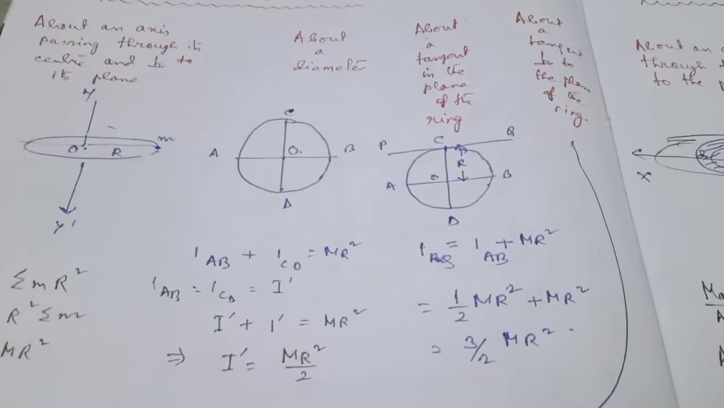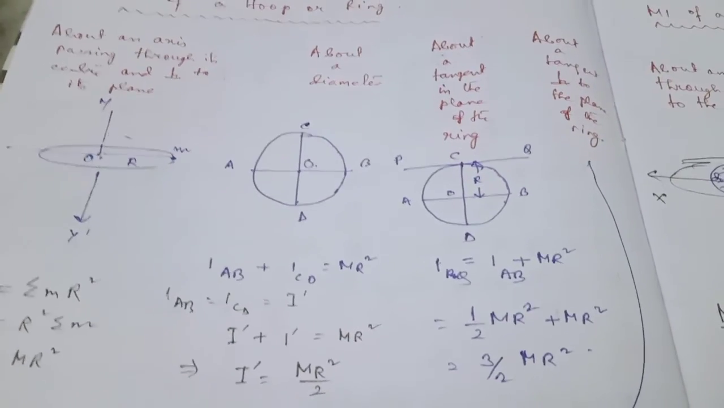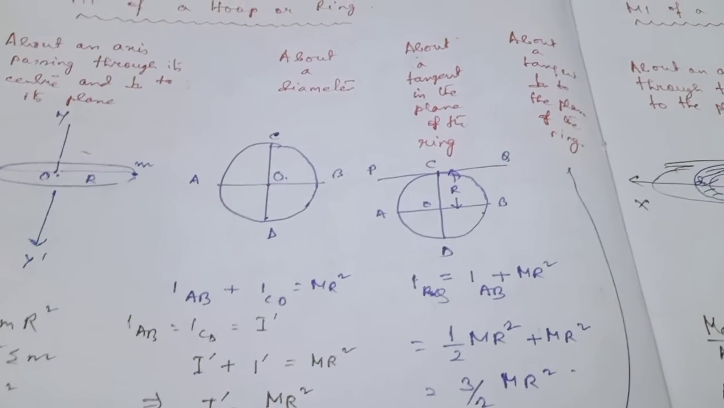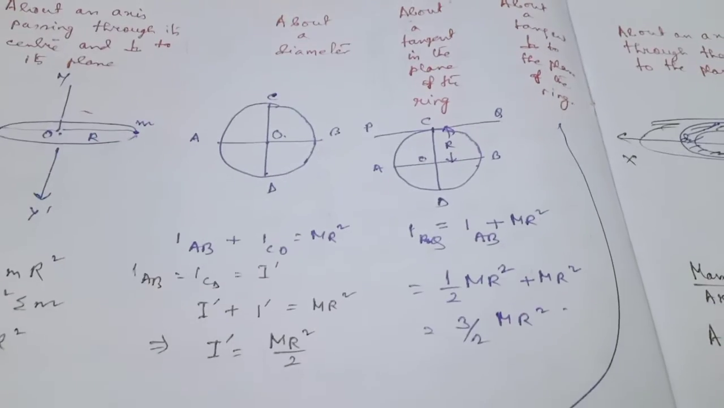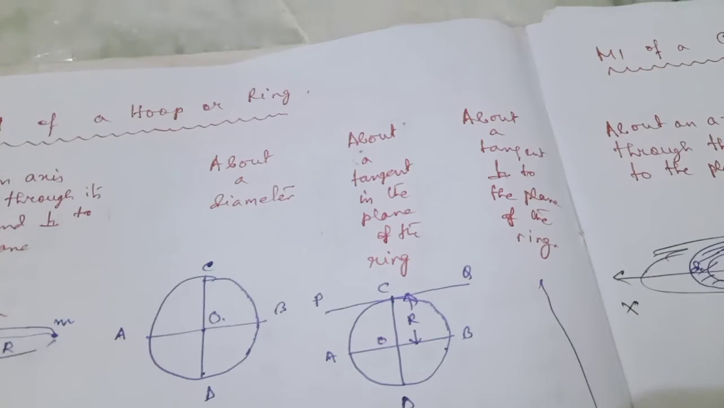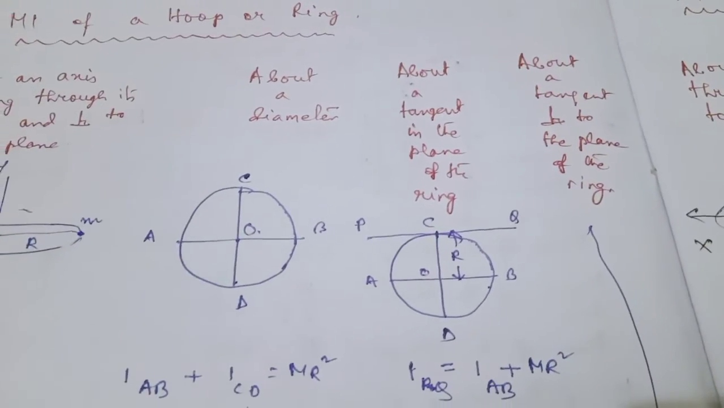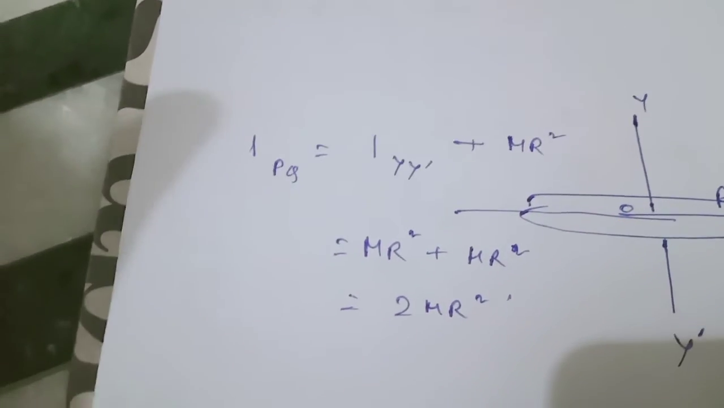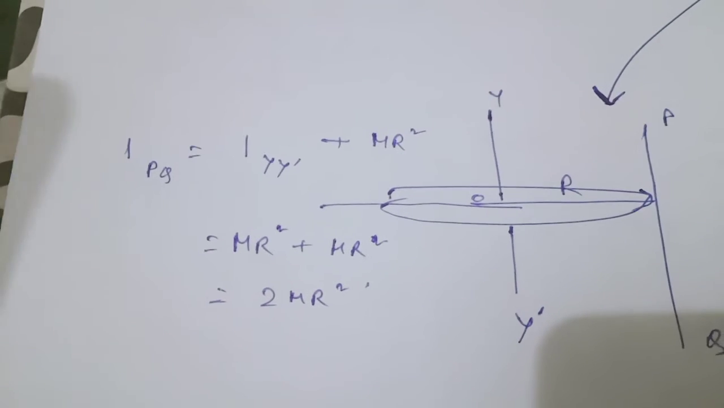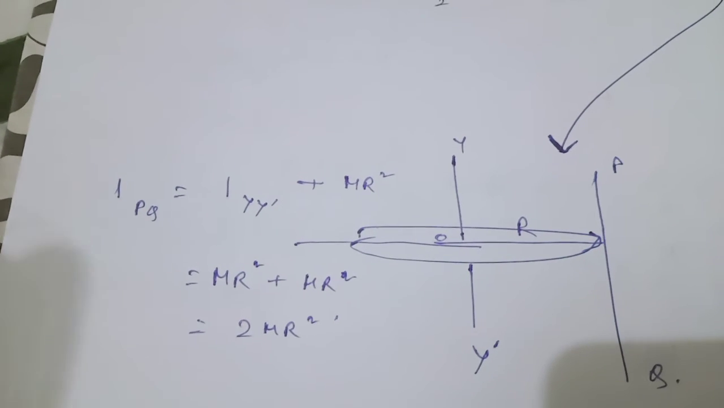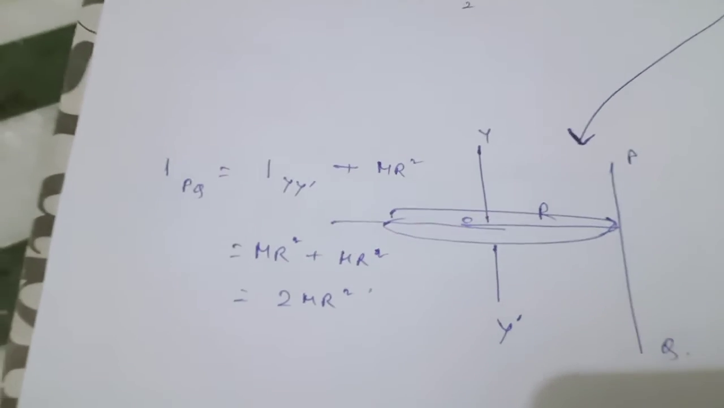Now, see here, we can apply the theorem on parallel axis. So, I of PQ will be I of AB plus m r square. That will be 3 by 2 m r square. Now, about a tangent perpendicular to the plane of the ring, we can also use here IPQ is equal to I of YY dash plus m r square. See the figure? That will give you 2 m r square in this way.